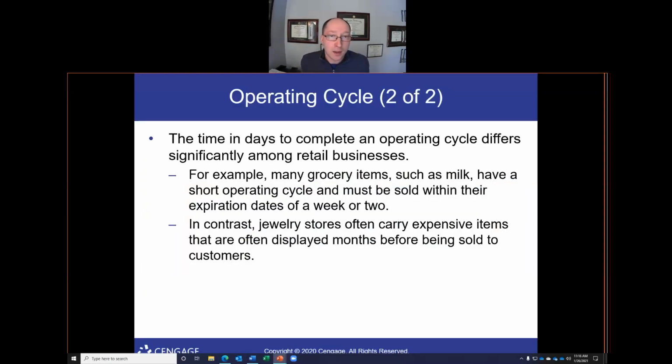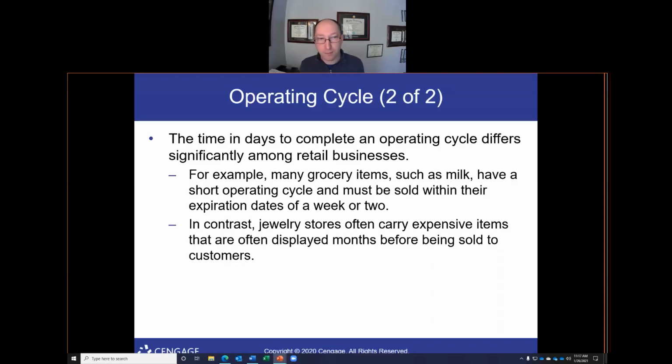The time in days to complete the operating cycle is different among retail businesses. Some retailers require you to pay right then and there, like a grocery store. You can't leave the grocery store by putting it on accounts receivable. You have to pay for your groceries at the time of the exchange. So their operating cycle is very short, because they don't have to wait for cash. You pay them the cash, they put it in the bank, then they buy more merchandise, and the cycle repeats itself.